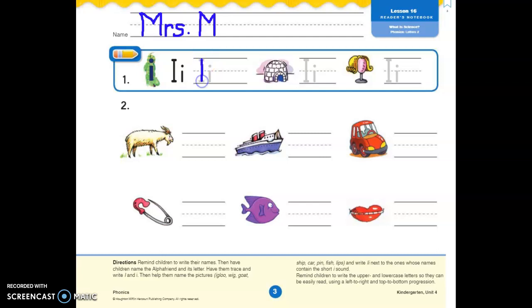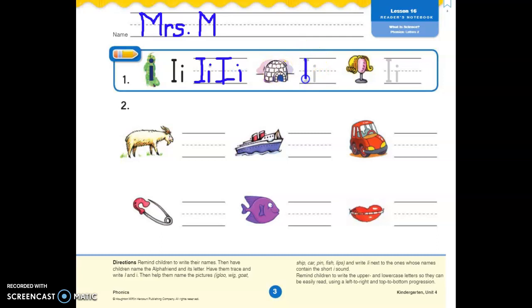Capital I has a straight line down, cross over, and then for little I, it's one line down and dot it. All right, let's try one on our own. Make a long line down, then go back up top and make a short line across and another down below. Little I, straight down for small I, and then you stop. Now put a dot right on top.